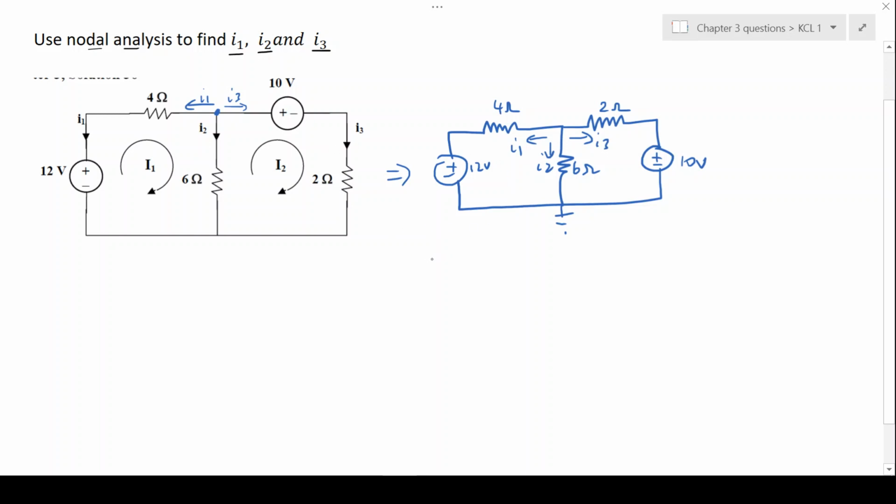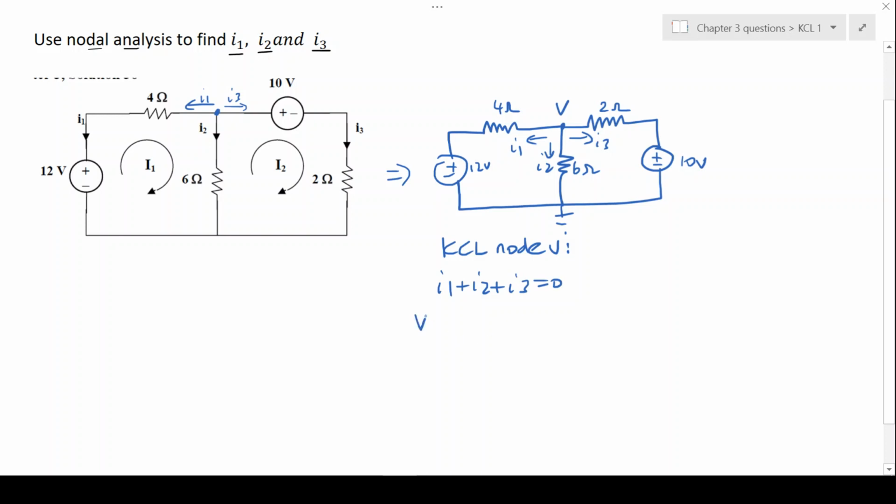Right, so let's apply KCL in this circuit. We're going to have an unknown here, which we're going to call V, and we're going to use KCL to determine that V value. With this V value, we should be able to determine I1, I2, and I3. So KCL at node V: I1 plus I2 plus I3 is going to give you 0.